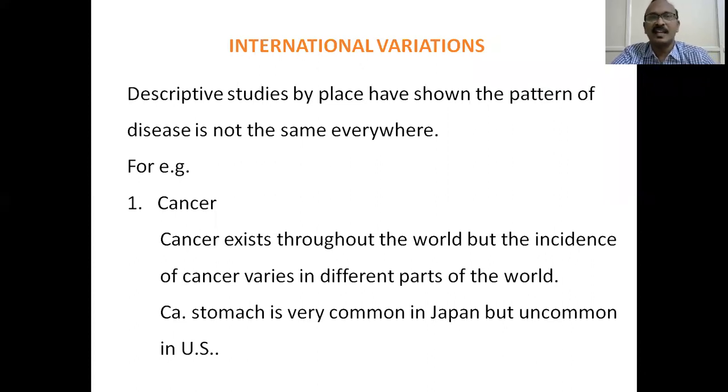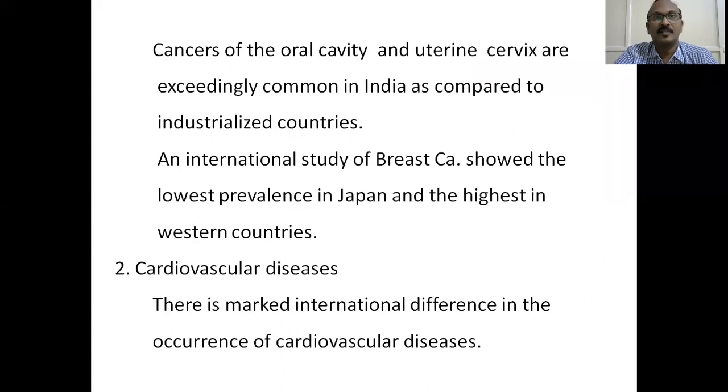For example, in the case of cancer, it exists throughout the world, but the incidence of cancer varies in different parts of the world. An example is carcinoma of stomach, which is very common in Japan but very uncommon in the US. Carcinoma of colon is very uncommon in Japan, but very common in the US. Likewise, cancers of the oral cavity and uterine cervix are very common in India as compared to Western and industrialized countries. If you look into the international study of breast cancer, it showed the lowest prevalence in Japan and the highest in Western countries.